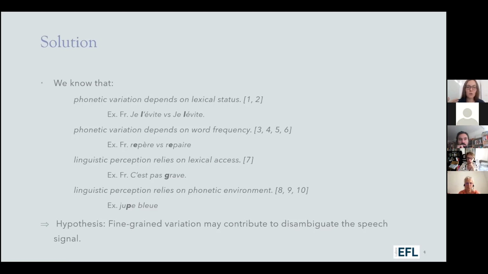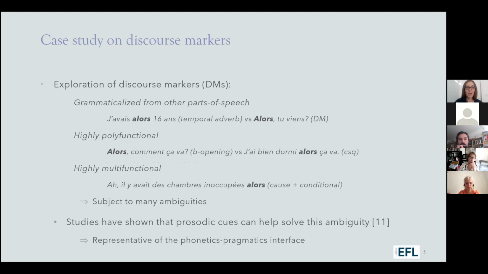So our hypothesis is to say that since there is such a relationship between phonetic variation and lexical status, we can use fine-grained variation to contribute to disambiguation in the speech signal. So what we did first was to explore discourse markers in particular. Discourse markers are very, very frequent parts of speech in all languages, but here we focus on French.